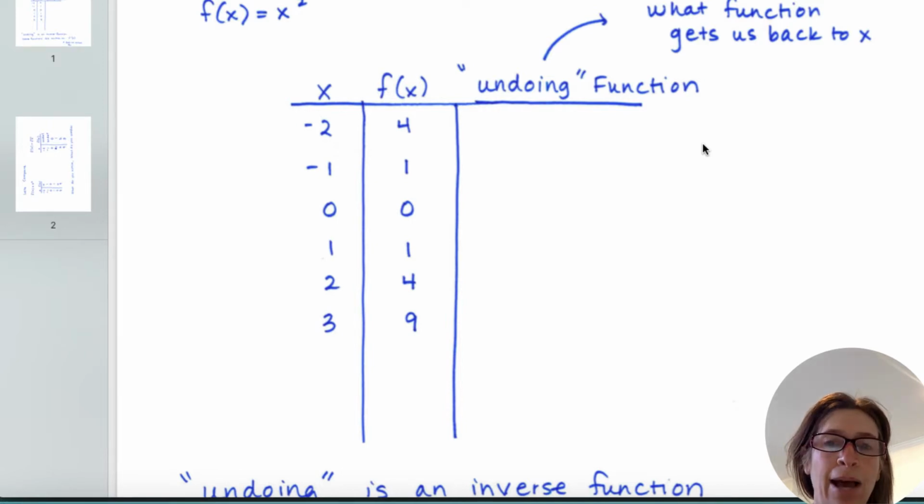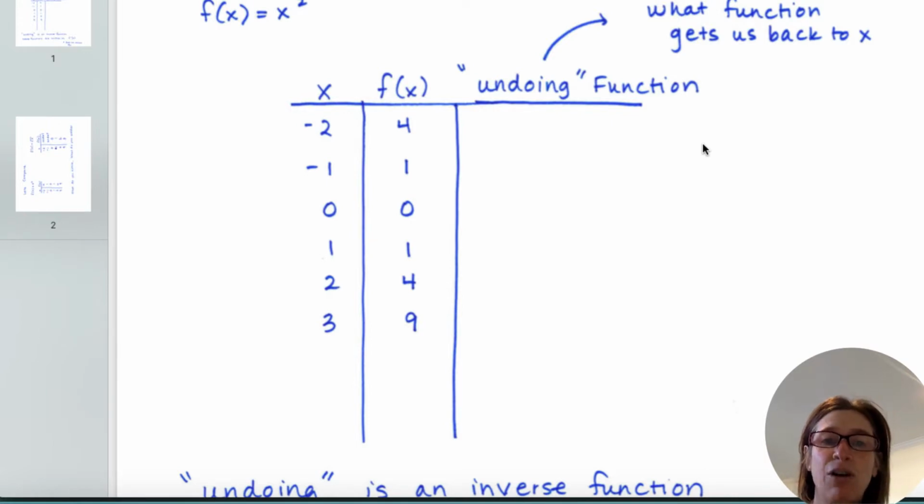So I'd like you to think for a second what the undoing function would be. Undoing isn't a math word, it's Coach Fred's word, but like undoing the square. So give yourself a second to think about it and ask yourself what function would get us back to x. Now, you might be saying, as you're thinking about that, well, there's no way for me to undo 4 to get back to negative 2, and there's no way for me to undo 1 to get back to negative 1. But there is a way for you to undo 0 to get back to 0, and undo 1 and get back to 1, and undo 4 and get back to 2.